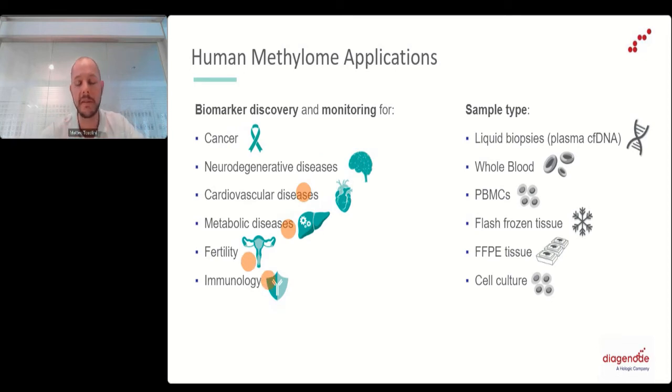And what is really nice about the human methylome is that it's very flexible in terms of the sample type and the input that we can use for that technology. So we can go from really clinical low input samples, such as liquid biopsies and plasma cell-free DNA. We can use whole blood, PBMCs, fresh frozen tissue, but also FFPE tissue or cell culture in general.